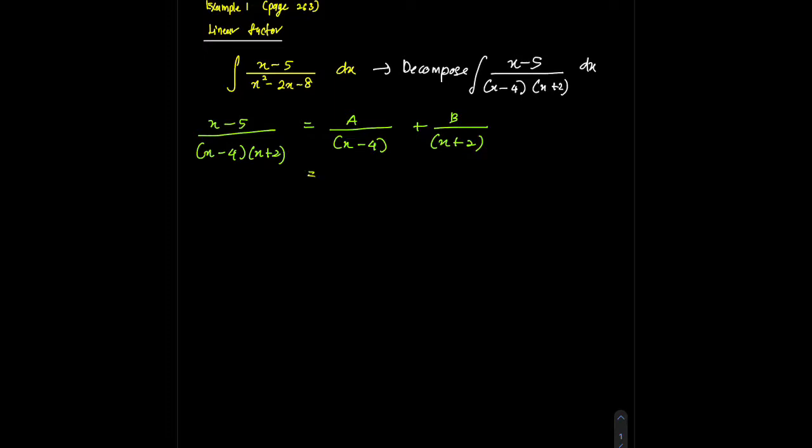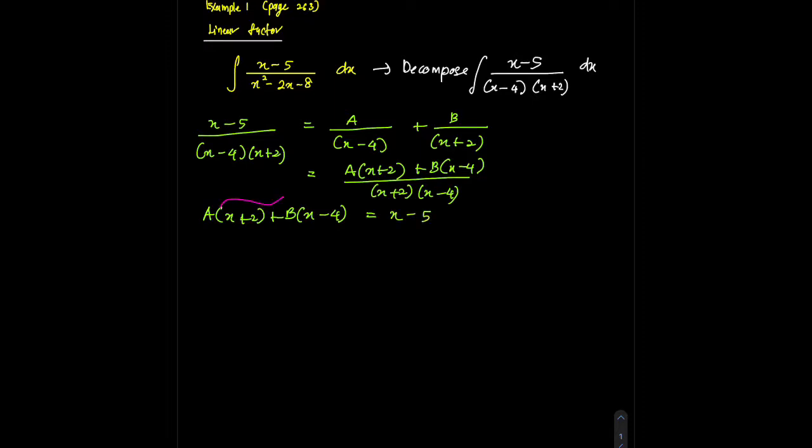Then find the common denominator, which should be both factors, x plus 2 and x minus 4. So A times (x plus 2) plus B times (x minus 4). Then we try to equate our numerator terms. A(x plus 2) plus B(x minus 4) is actually equivalent to x minus 5.